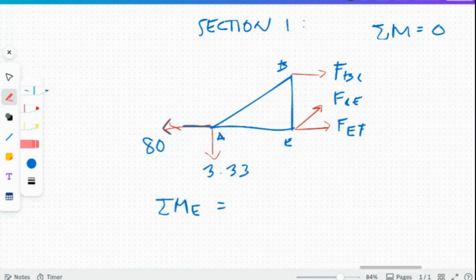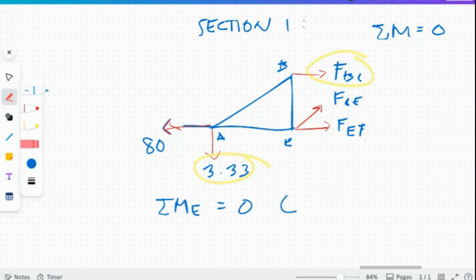At moment E, you don't need to solve for FCE and EF because they're concurrent at point E, joint E. So same goes with AD. AD falls on the same line as the line of path of E. So with this, we just need to consider two variables.